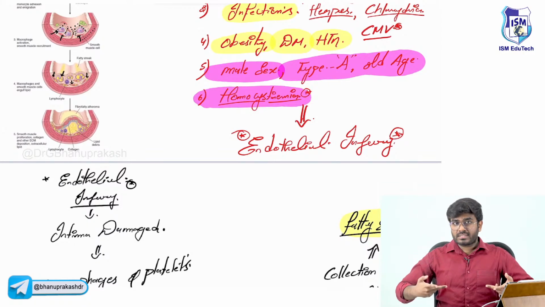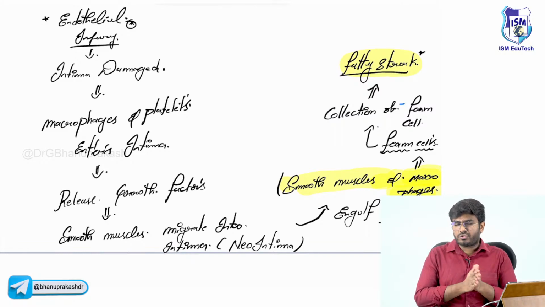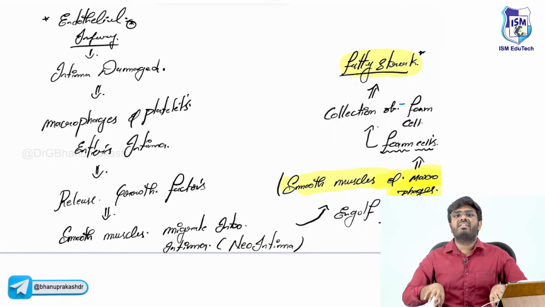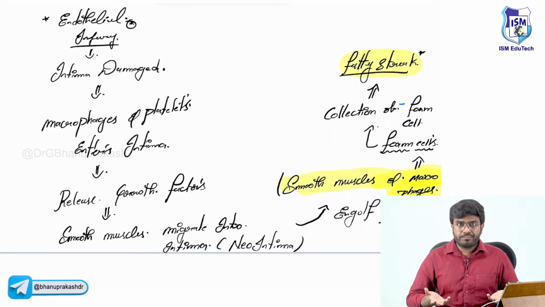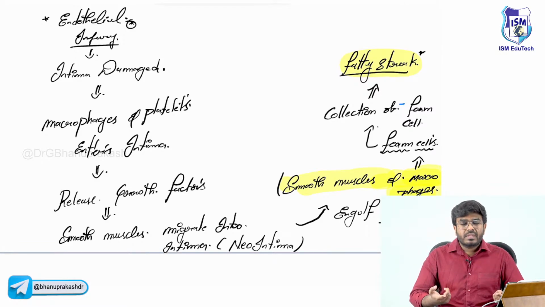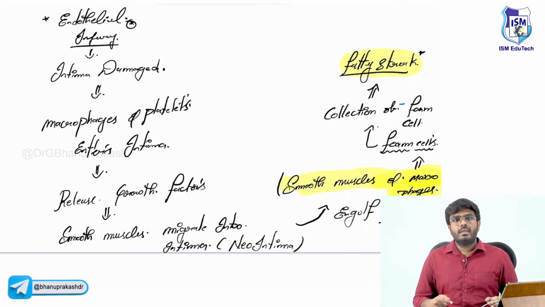Now there should be a response. The body is responding. How is the body responding? Whenever there is an endothelial injury or intimal injury, the macrophages and the platelets will start to get into the vessel wall. Now they are entering into the tunica intima. After entering into the intima, they start to release the growth factors. Because of these growth factors, the smooth muscles present in the tunica media will start to enter into the tunica intima, which will form neointimal formation. Now once neointima is formed, what will these macrophages and these smooth muscle cells do?